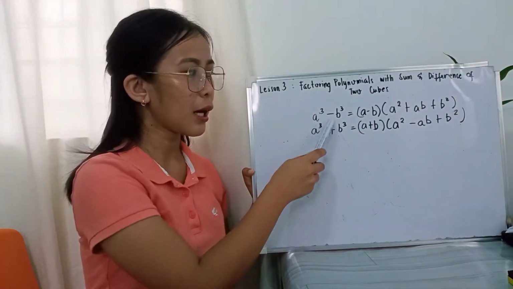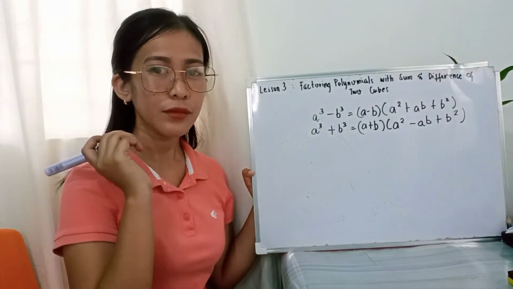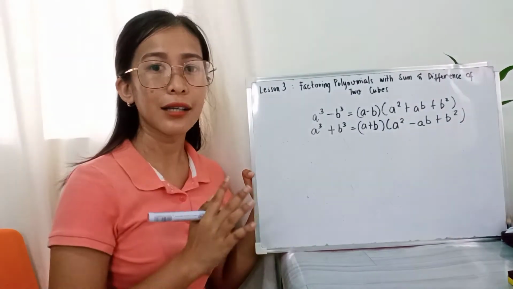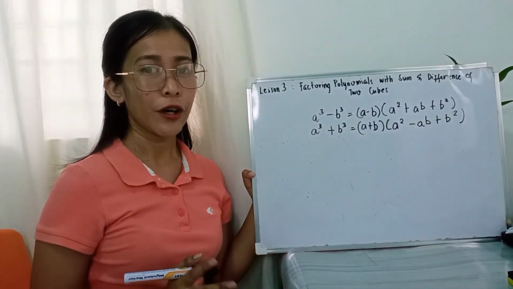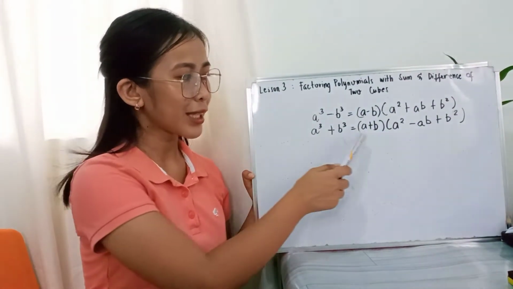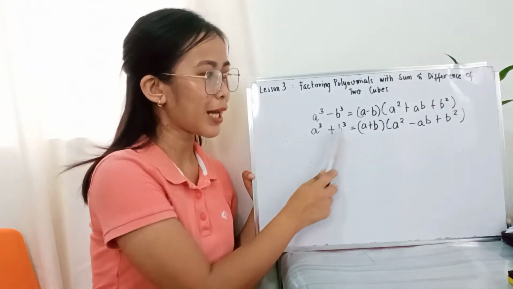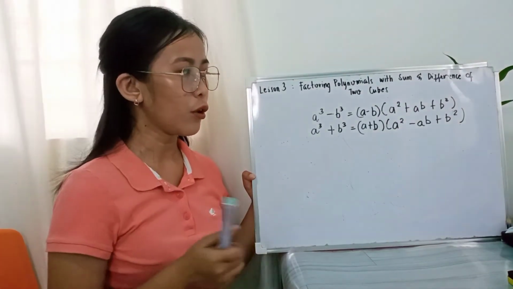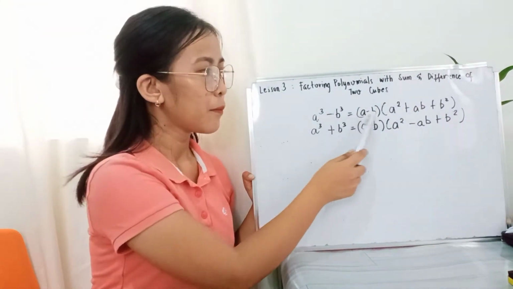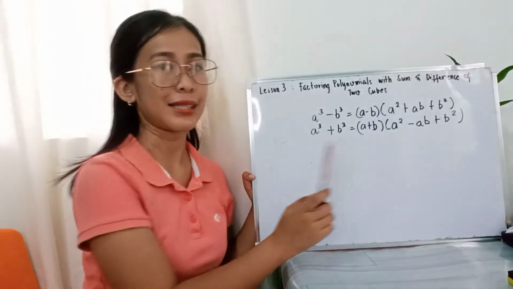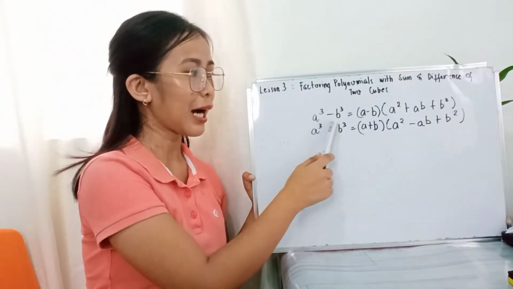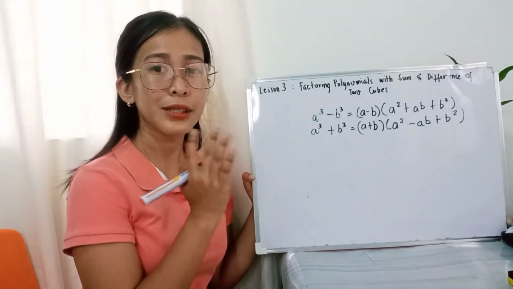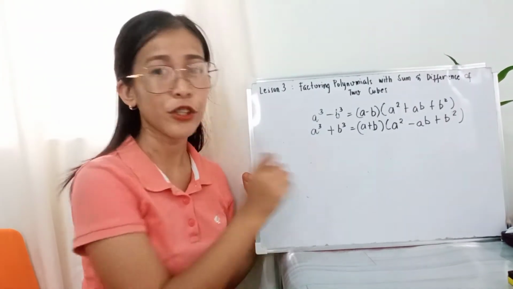Tandaan ninyo, kapag negative or minus yan, palaging ang first factor is minus, and then plus na yung dalawang operation na nasa kabilang factor. Kapag naman siya ay plus, plus dito, and then dito naman magiging minus siya sa gitna and then plus sa dulo. So, ganito ang palatandaan natin dyan. Minus, minus, plus, plus: dalawang minus, dalawang plus kapag difference of two cubes. Kapag naman sum of two cubes, plus, plus, minus, plus.